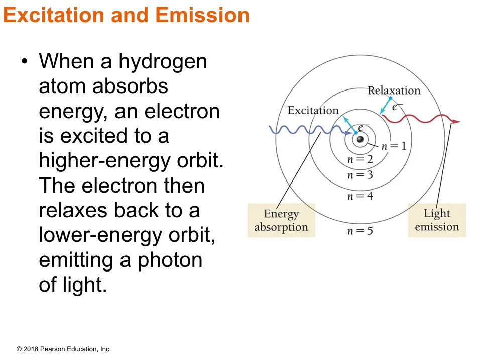More specifically, radiation is absorbed when moving from a lower quantum number to a higher quantum number, so n equals 1 to like n equals 4. That's when radiation is absorbed. An electron has to absorb outside energy to jump to a higher energy level. And radiation is released or emitted when electrons relax from a higher quantum number, let's say from like n equals 5, to a lower quantum number like n equals 1.